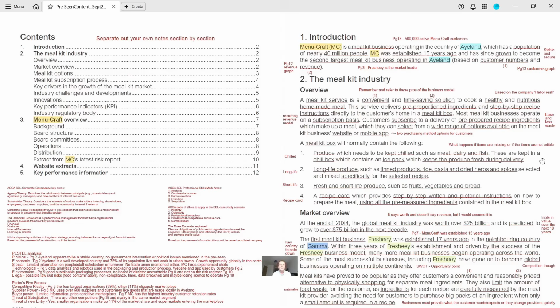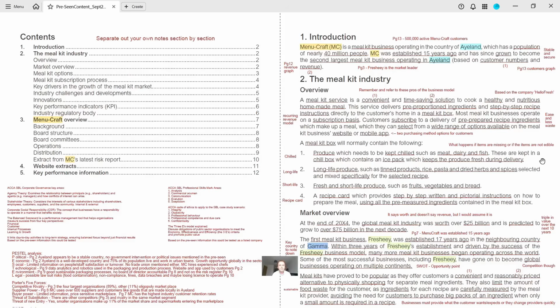Most meal kit businesses operate on a subscription basis. That key point there of recurring revenue model is really important for you to get down. Customers subscribe to a delivery of pre-prepared recipe ingredients which make up a meal, so they can just select it from a wide range of options, and this can be done via their website and mobile app. So very easy to do, reduces the amount of waste, it's a recurring revenue model for the likes of MenuCraft. And the key point not to overlook, there are two methods and options for customers to purchase, via their website and mobile app. Again, they could ask that on the exam day for a specific style question.